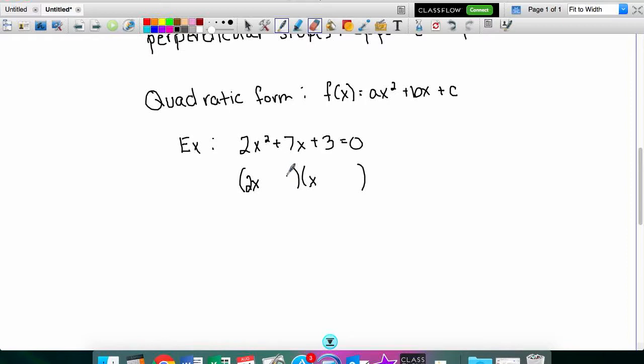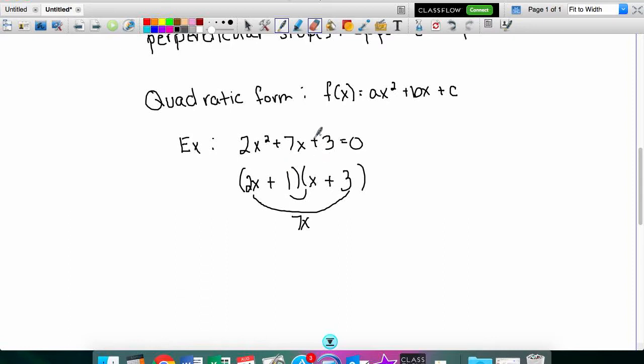So for example, let's just say I put the 3 here, and put the 1 here. If we try out the 3 with the 2 and the 1 with the x, we look at the inner and the outer factors, 3x and 2x, and if you add those up, you only get 5. So it doesn't quite add up to 7, so let's try switching our 3 and our 1. Now, multiplying our inner and our outer, we get 7, which is wonderful. That means that these are the correct factors.